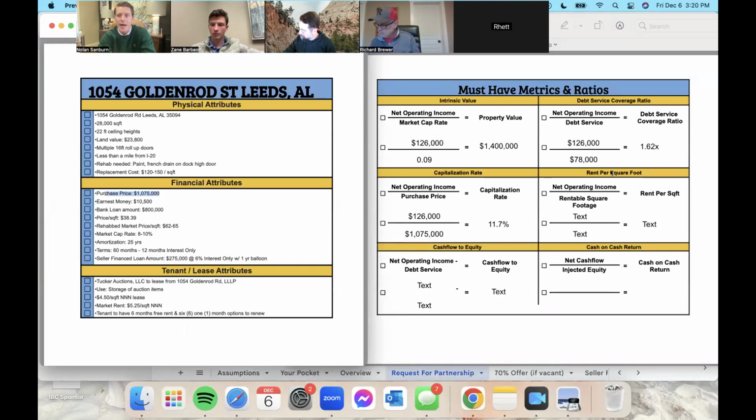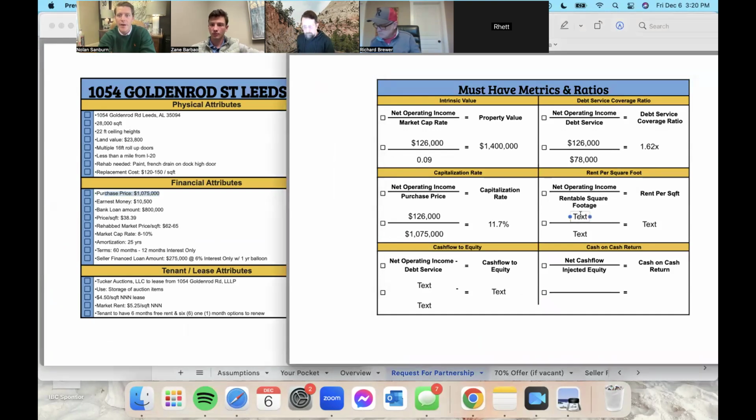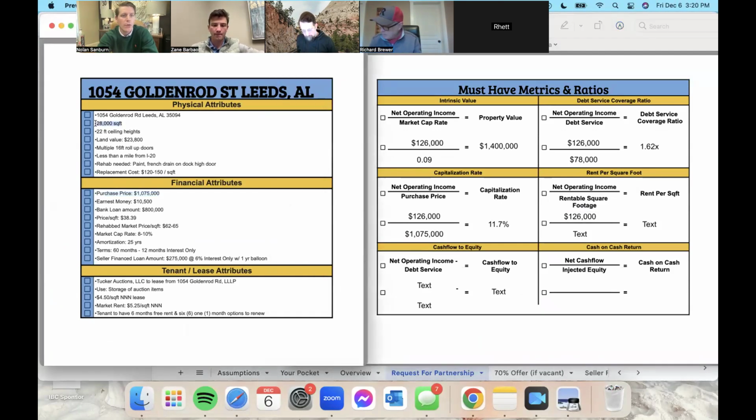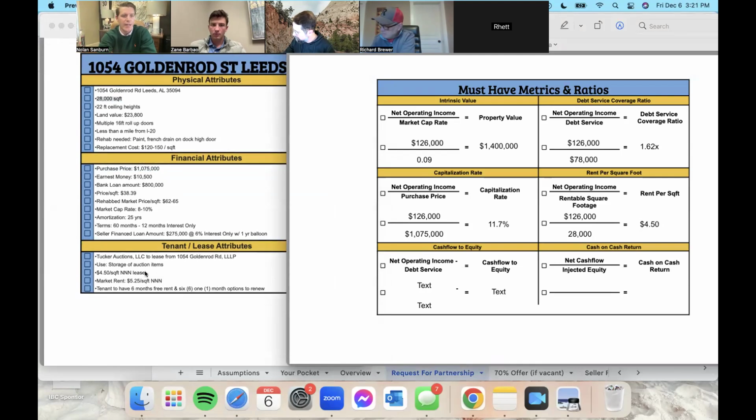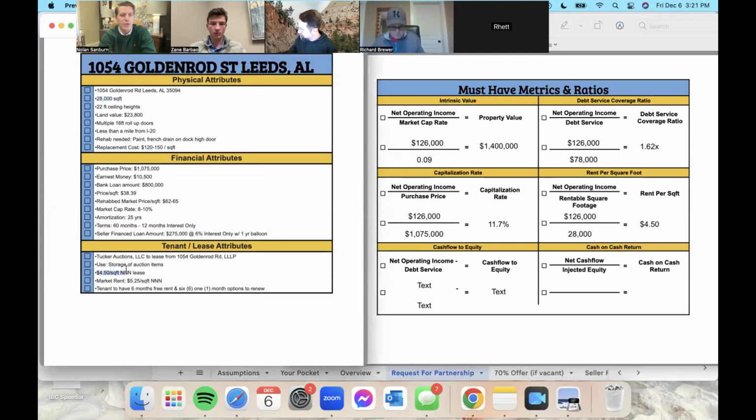Let's discover rent per foot. How do we get to this one? Again, net operating income, 126,000, and then rentable square footage, 28,000. What'd y'all come up with? 4.5. So $450 a foot. And like I said, you can see down here, it's a $4.50 triple net lease where the market is at $525 a foot.